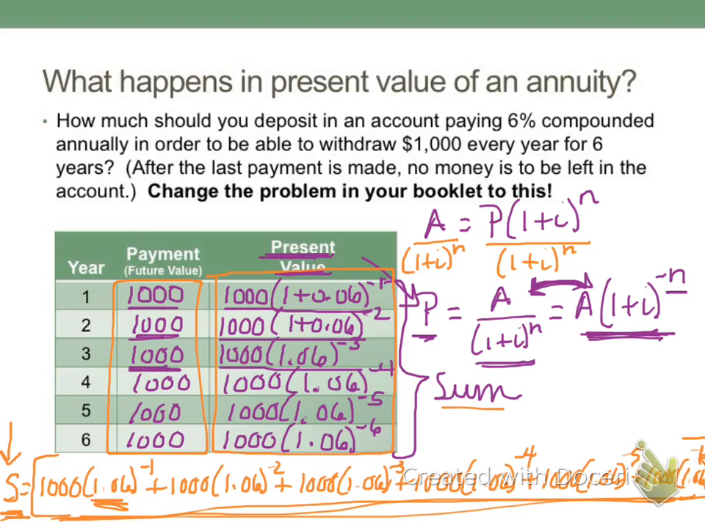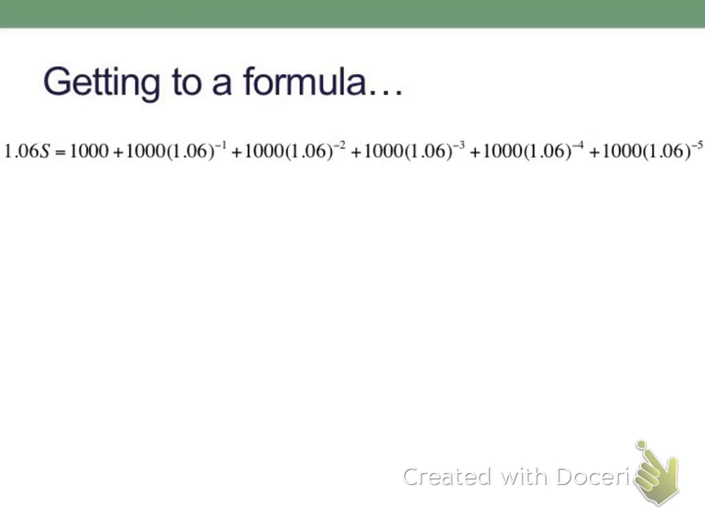So when I take 1.06 to a -1 power, and multiply it by another 1.06, that means adding -1 with +1, and so we end up getting rid of that one. So my first term now here is just the 1,000. And then every other term, I am adding a 1 to the exponent so that the -2 now becomes -1, the -3 becomes -2, and so on. Okay, and then on the left side I have the 1.06 times S.